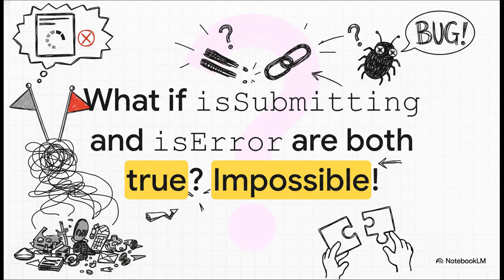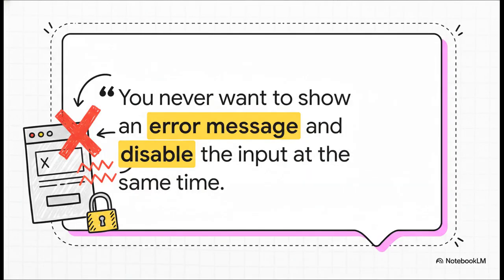So the most crucial point, the big takeaway, is this. Your state structure should physically prevent you from ever getting into a situation that doesn't make sense to the user. Let me say that again. A good state design makes impossible states impossible. That's the goal.